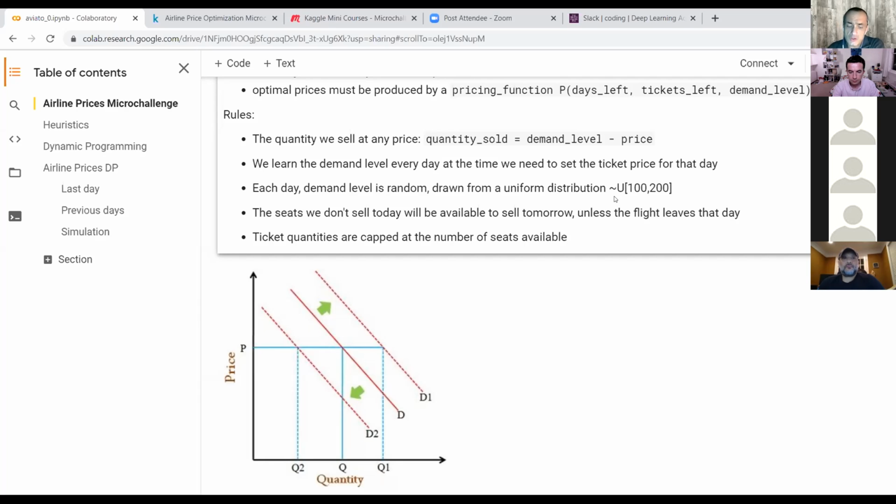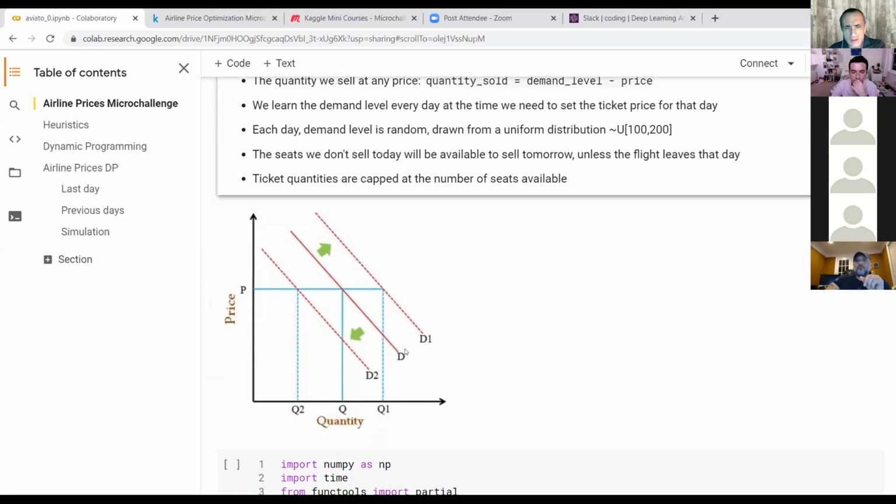And each day before we set the price, we learn the demand. So it's one day maybe 150, another day maybe 170, etc. And so each day, given that demand that we learn, we need to decide on the right price to set. And a couple more points. The seats, of course, are available to sell until the flight leaves. Whatever we don't sell yesterday, we can still sell today, but we can't sell more than the flight capacity. So those are basically the entire rules of the game.